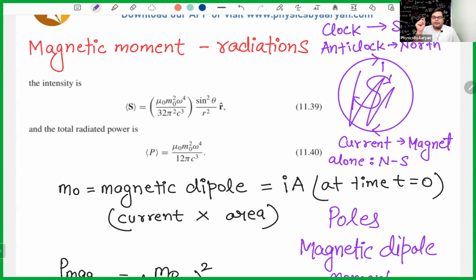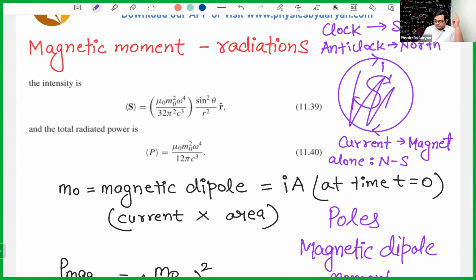And once you have a magnetic dipole moment, another possibility is that this magnetic dipole moment may be changing with time. If it is changing with time, then you will have radiations. If this magnetic dipole moment, let's say the current, is changing, so the magnetic dipole moment is changing, then you get radiations.